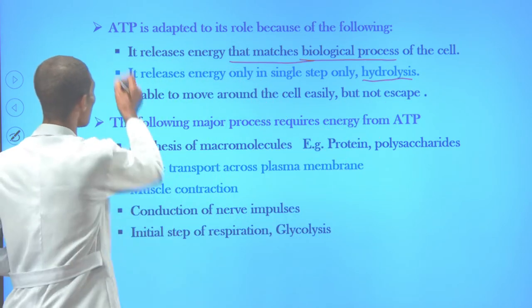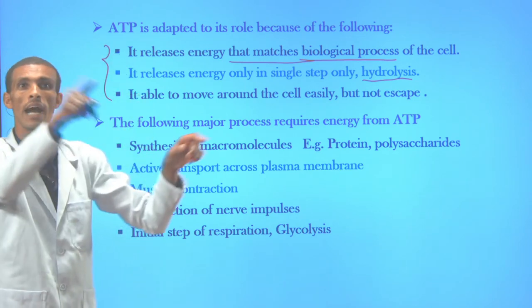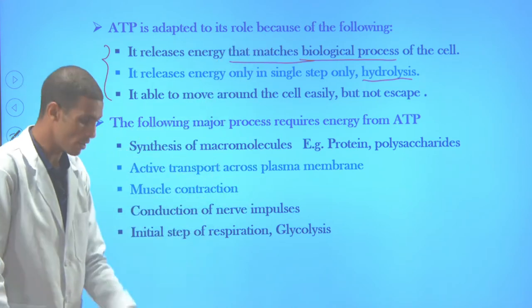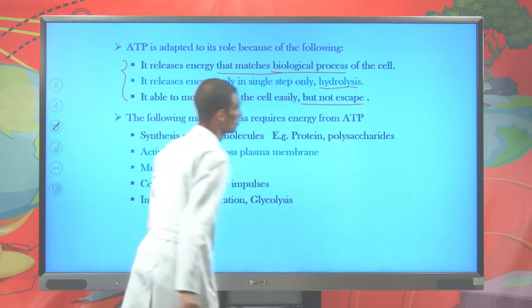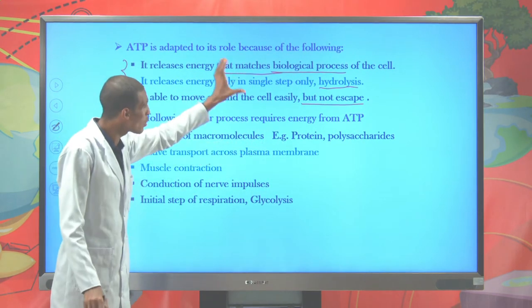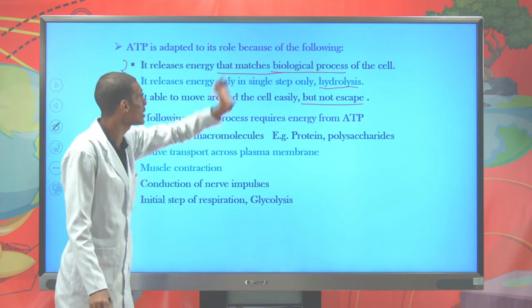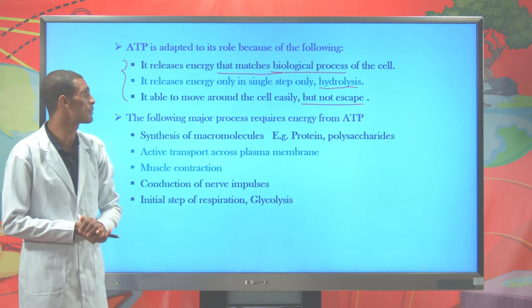The other most important reason why ATP is adapted for its function is it can move around the cell, but never escape from the cell. It can be found or move around the cell. And what cell can be encountered? Which cell requires energy? How much energy can be required? This is why ATP is adapted for its role.